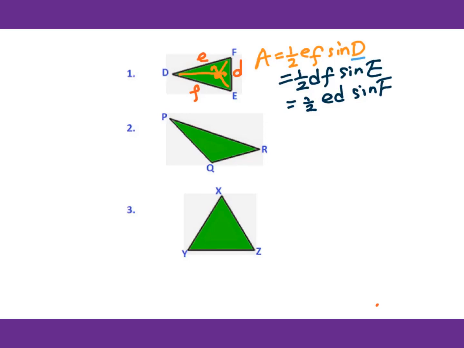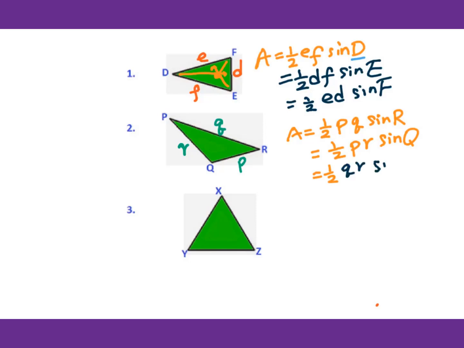For number 2, I label this P, this R, here's Q. Therefore, area equals 1/2 PQ sine R, or 1/2 PR sine Q, or 1/2 QR sine P. Can you write down for this triangle XYZ the area formula?